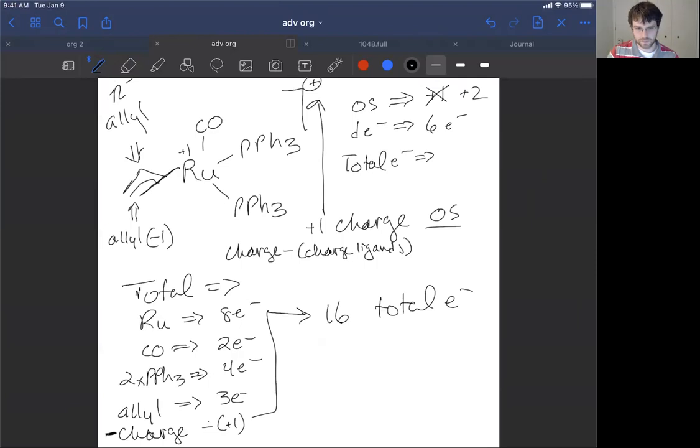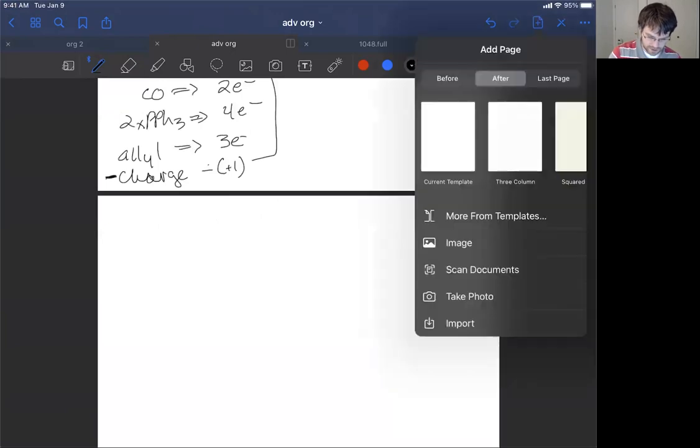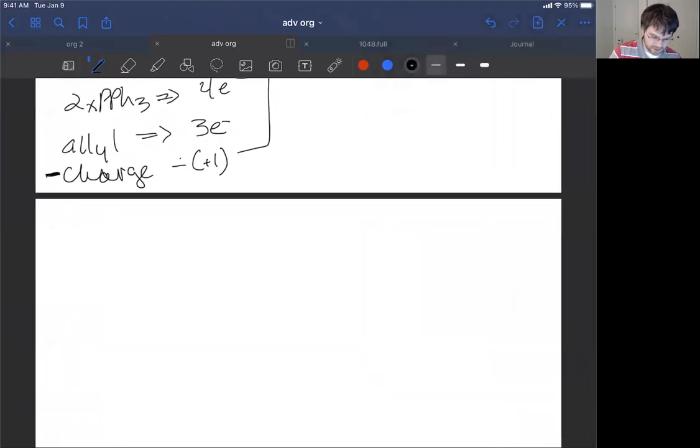Okay, let's do another exercise. This is kind of a fun exercise. I found this on the internet. Sorry, let me get some more pages here. Let's see if we can solve the transition metal. What's the TM? What's the TM when you've got a complex like this?